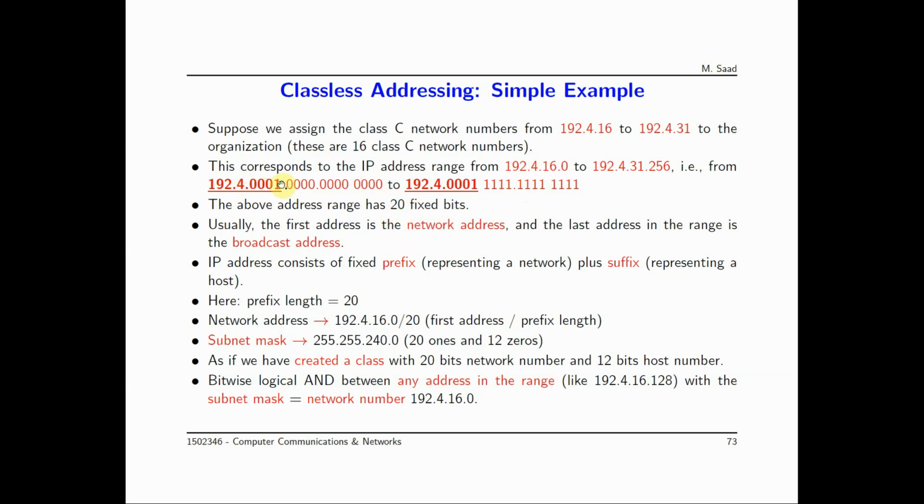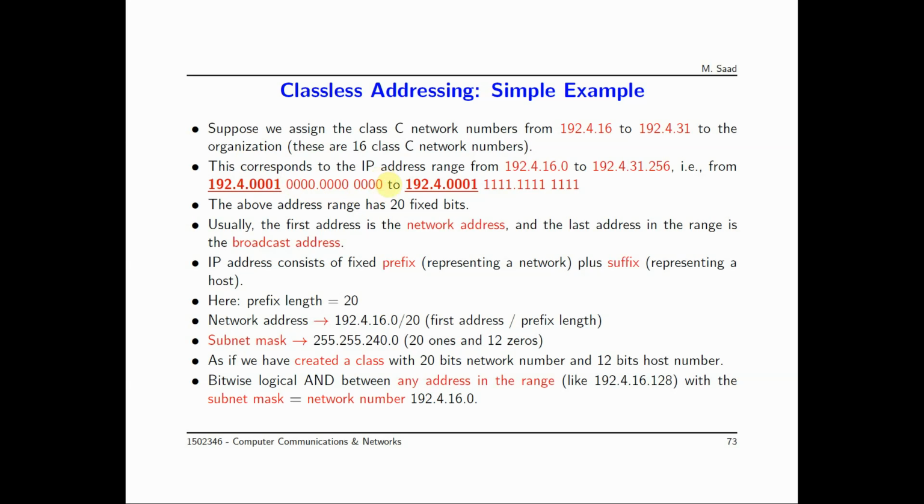Since we have 20 fixed bits, obviously we have 12 variable bits representing the host. So what does this range of IP addresses, or that block of IP addresses, look like? That block is no longer a Class C network, because in a Class C network we have only 8 bits representing the host. The variable bits always represent the host.